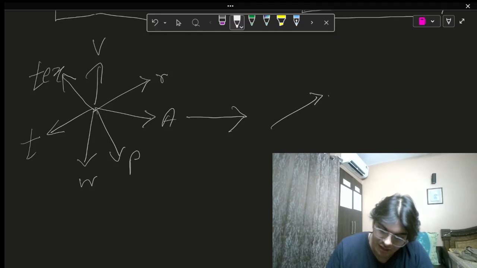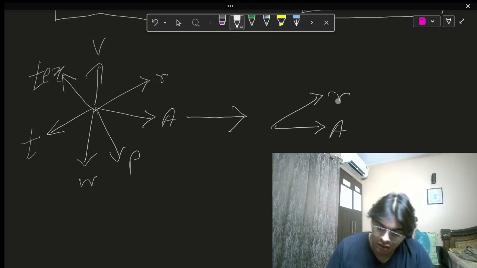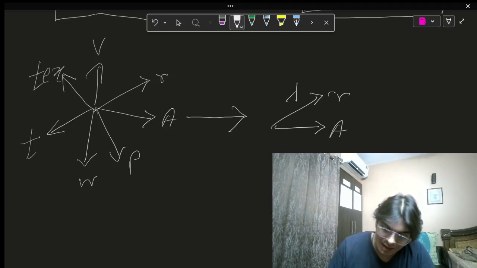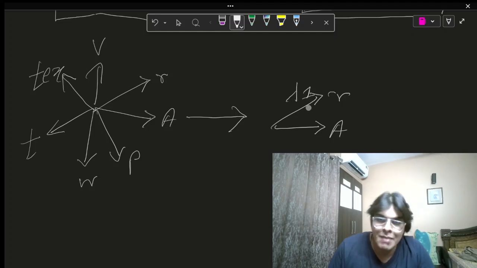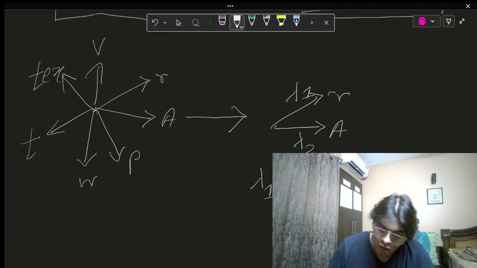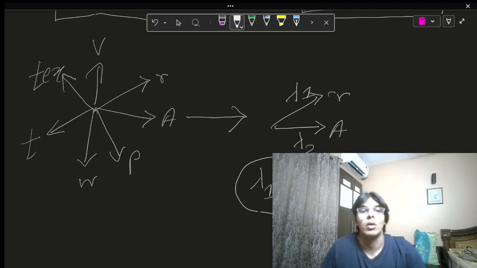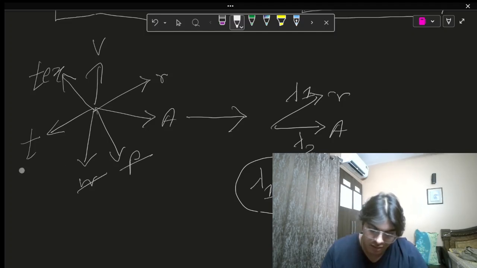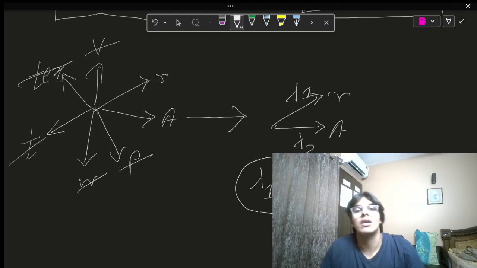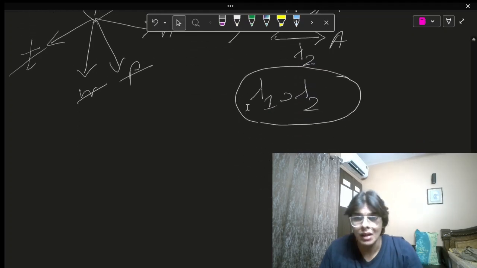Let's say only radius and area are left. We can say that the magnitude of variance along the radius is nothing but lambda 1, and the magnitude of variance along this direction for the feature area is nothing but lambda 2. Lambda 1 and lambda 2 capture most of the variance in this entire model. There is no need for the others. These were like noise for the data set.